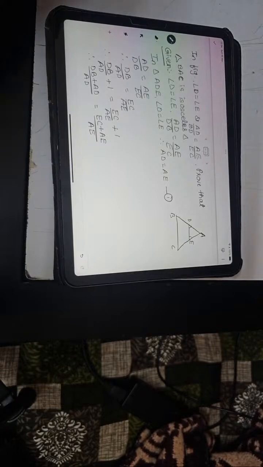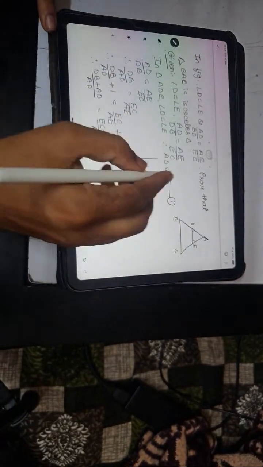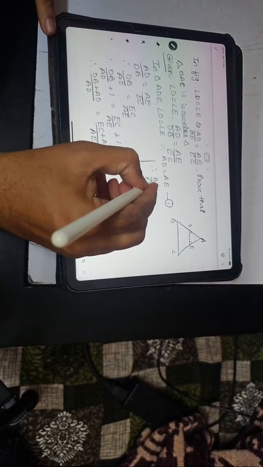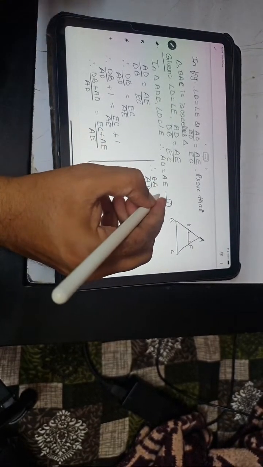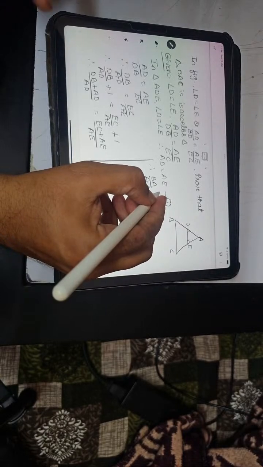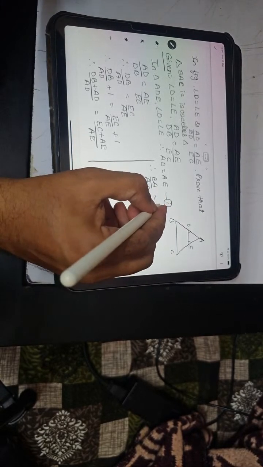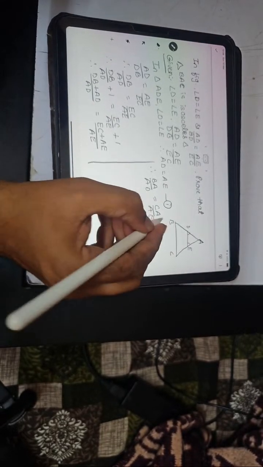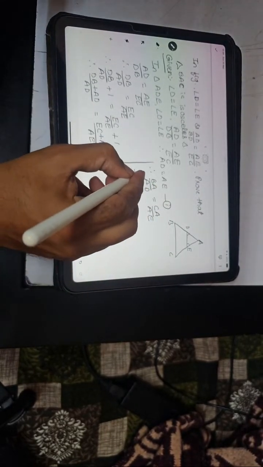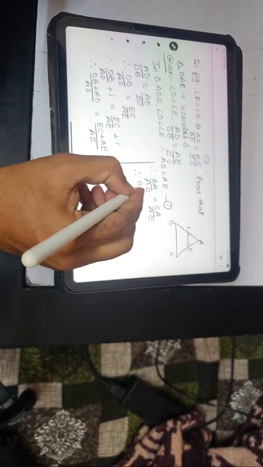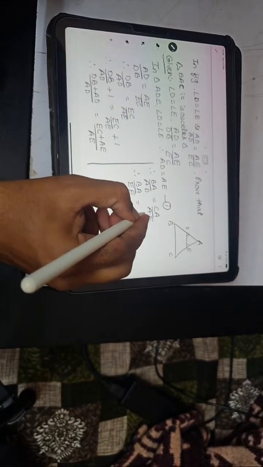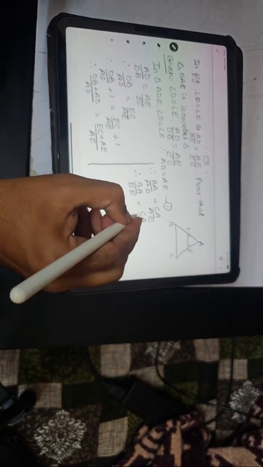So DB plus AD will be BA upon AD, and EC plus AE is CA. So CA upon AE. So therefore BA upon AE equal to CA upon AE.